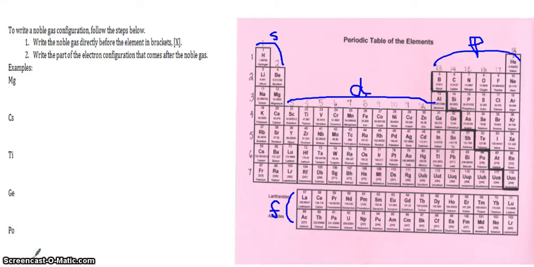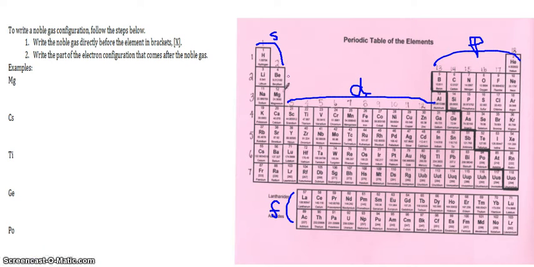Here we are getting ready to write some electron configurations. I'm having a little bit of difficulty here getting to my board to write. So we have our labeled periodic table. All right, the first one that we're going to do is magnesium.